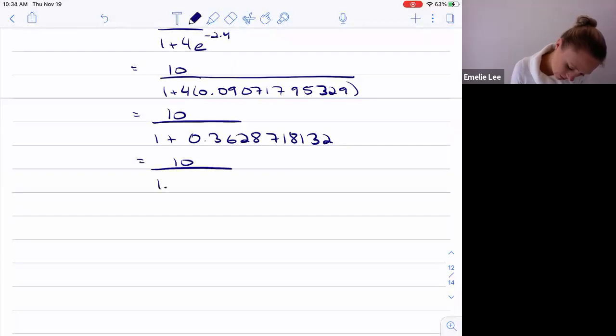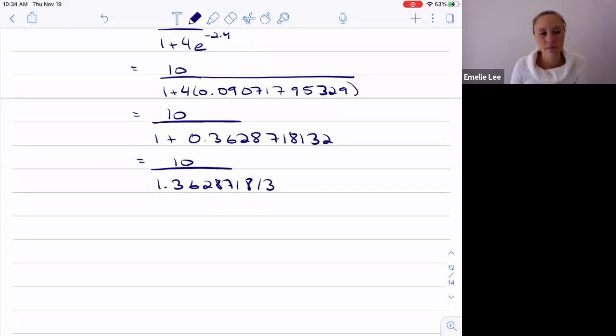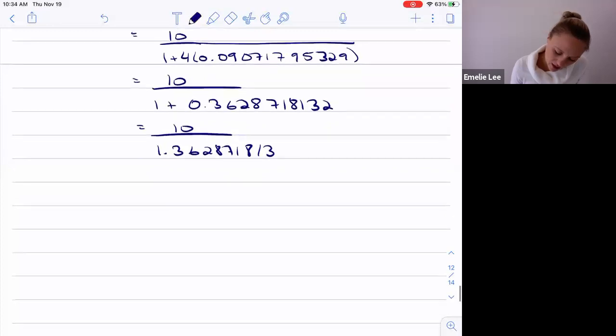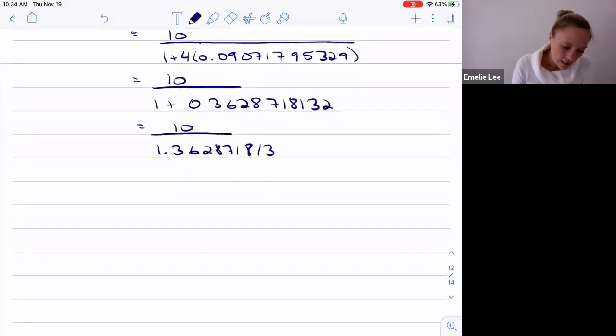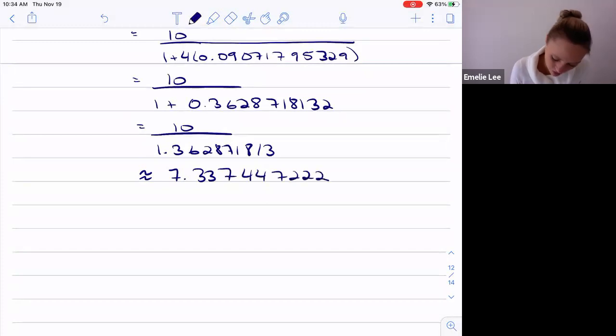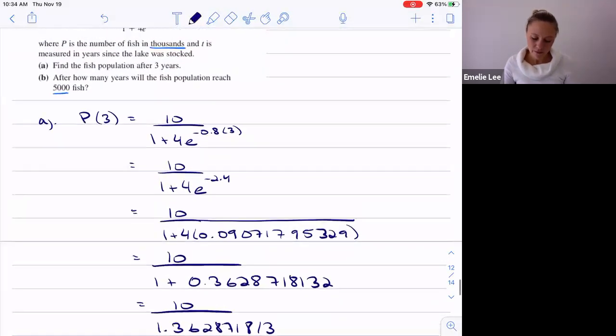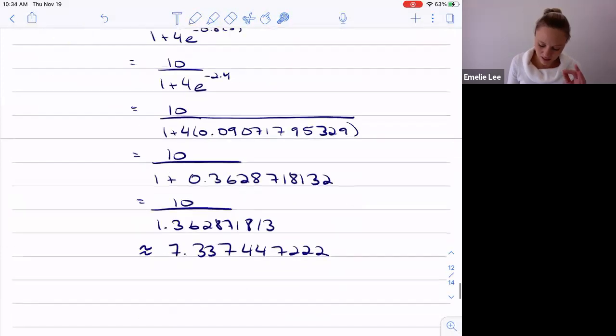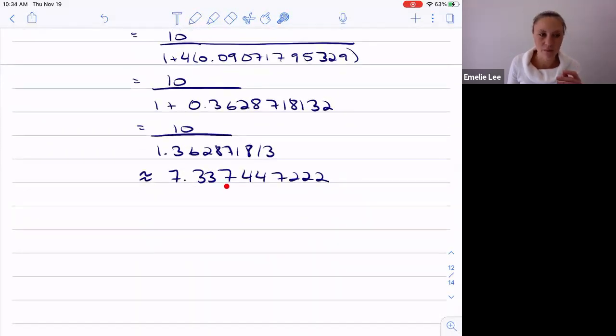10 divided by 1.3628718132. 10 divided by that answer, I'm at 7.337447222. The fish population after 3 years in thousands is 7.337, right?